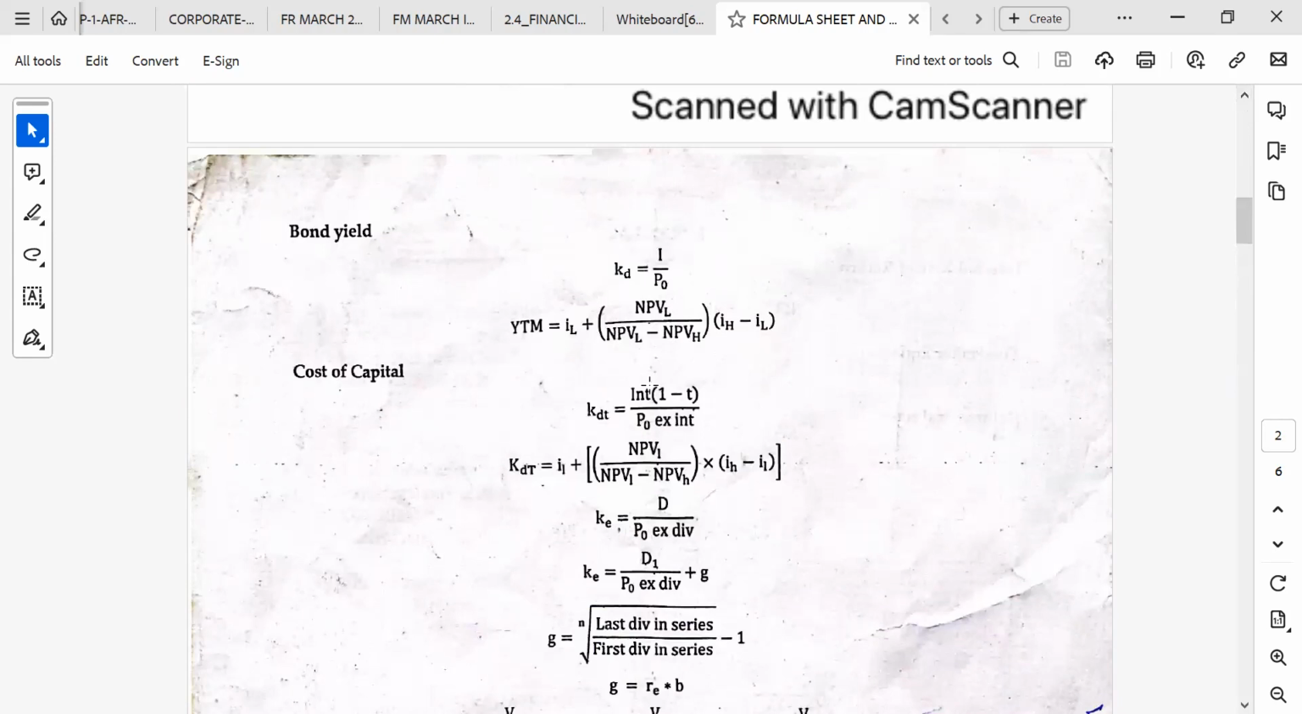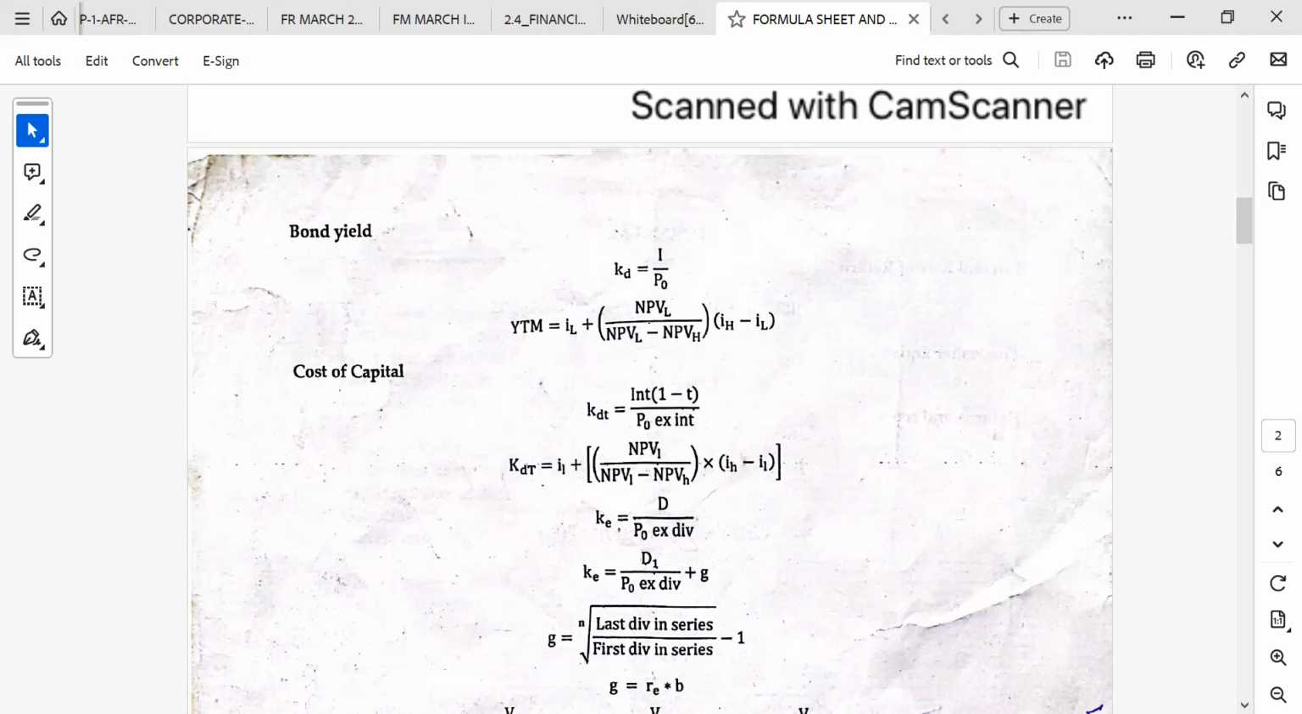So this is the cost of debt. This is the cost of irredeemable debt, taking into consideration the tax rate: interest times (1 minus t). This is the cost of redeemable debt. This is the cost of equity without growth, and this is the cost of equity with growth. You can see that you have D1 over here, which means you have already increased the dividend by the growth rate. So you can also have D0 times (1 plus g). This is how we calculate the growth using trend analysis.